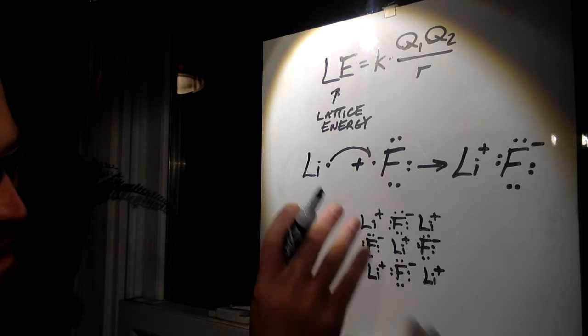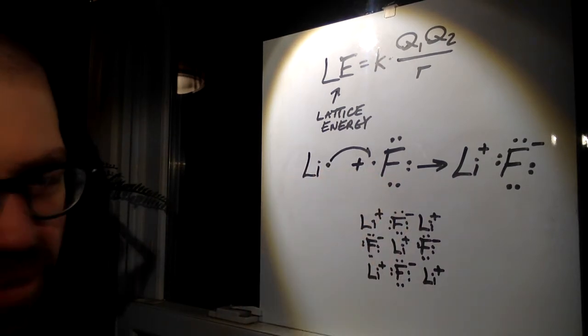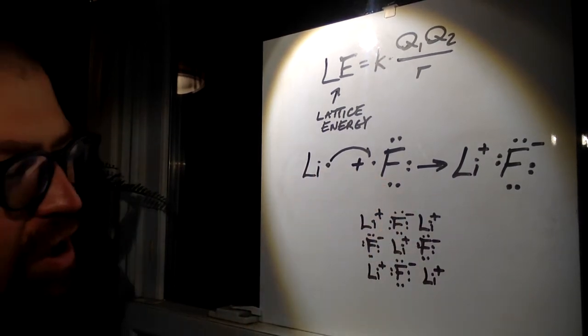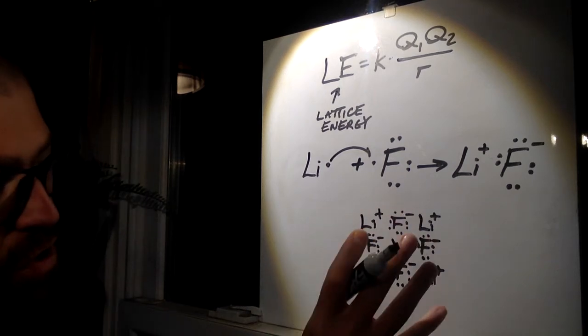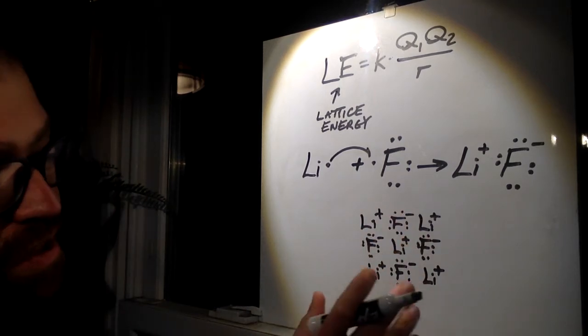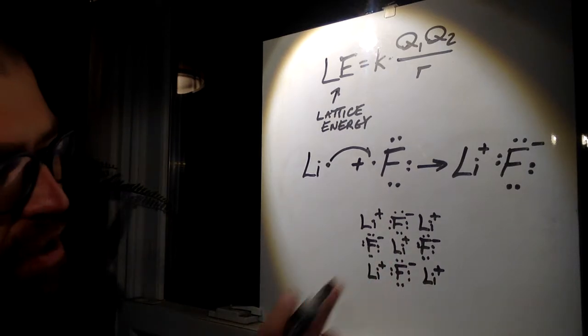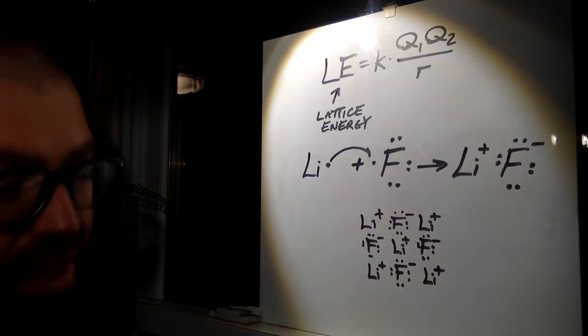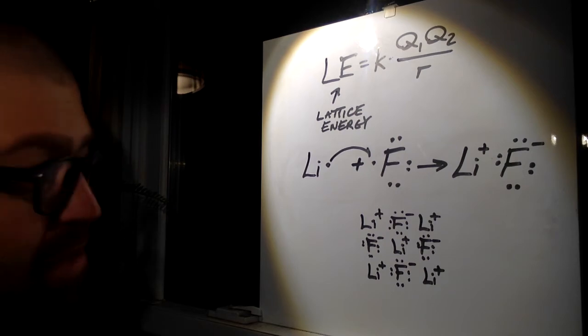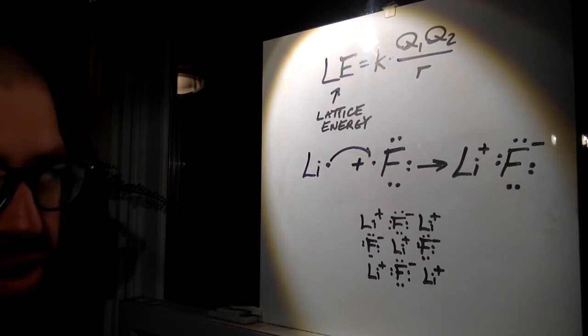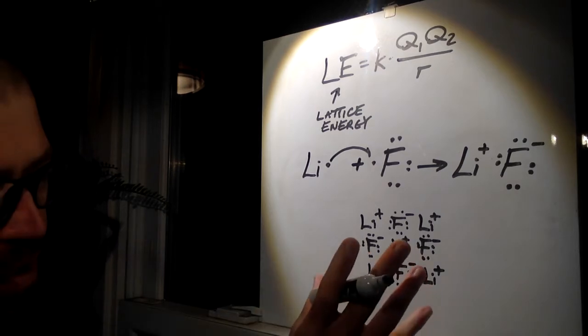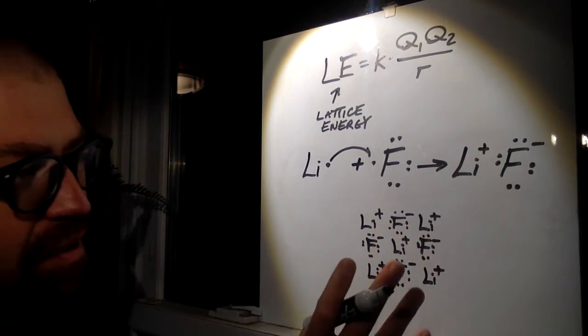of this lattice framework, in which the charges are really structuring themselves, because lithium would repel other lithium ions, and fluoride would repel other fluoride ions. So it takes this formation naturally to maximize the attractions between them. And that's going to hold the whole salt crystal together.